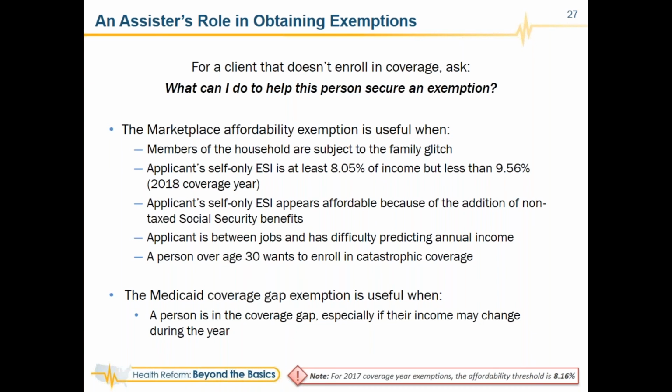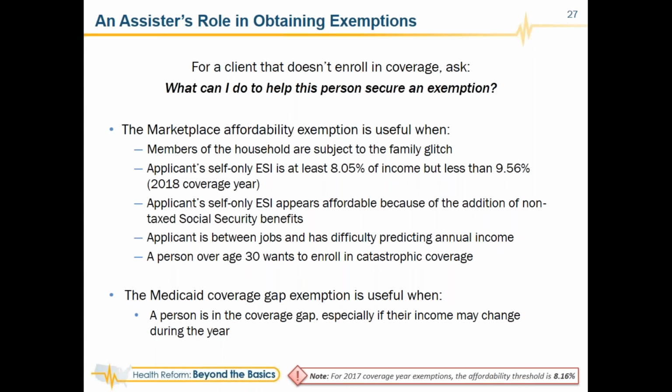So I think that the marketplace affordability exemption is really useful for people to try to utilize when household members are subject to the family glitch and that's preventing them from getting coverage. When someone has employer-sponsored insurance that is technically affordable according to the marketplace, so it's less than 9.56% of income, but it feels really unaffordable to them because there's this area between 8% and 9.5% where people could qualify for an exemption even though the insurance is technically affordable under the marketplace standard.